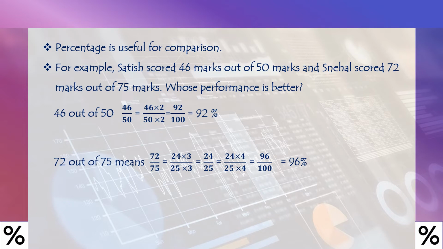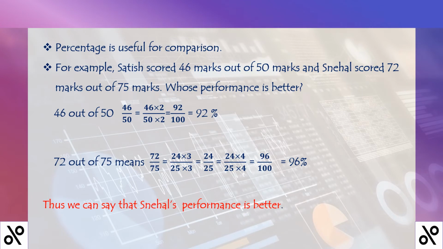Now 96 upon 100 मिल गया. तो what did I say? नीचे denominator में अगर 100 होगा और ऊपर कोई भी number होगा तो that will be the percentage. So 96%. Okay. So who has got more marks? Whose performance is better? Snehal's performance is better, right? Because she has got 96%. Thus we can say that Snehal's performance is better.